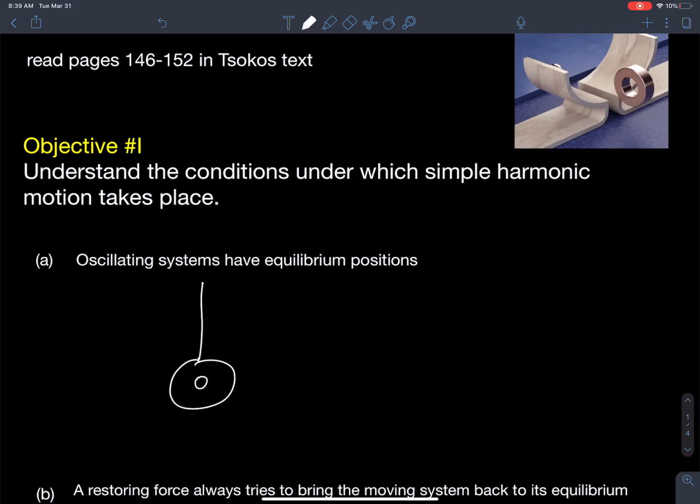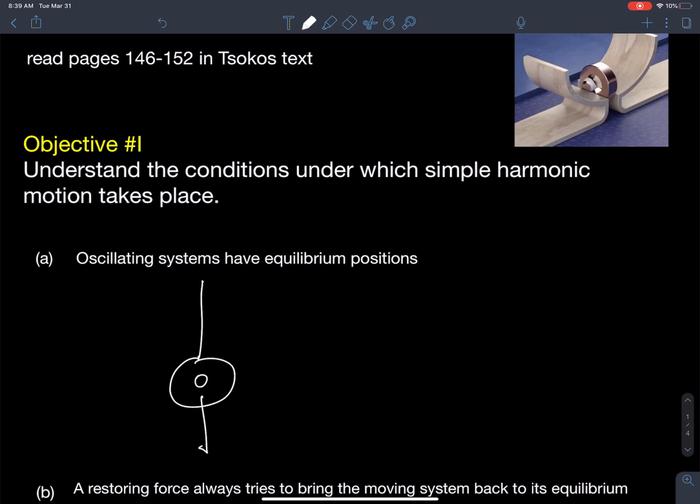Okay, for that object, the force of gravity acting on the bob is equal to the force of tension, and therefore those two forces are in equilibrium, and the object will not move, or it'll move with a constant velocity, according to Newton's first law. Okay, so that's the equilibrium position for the bob.